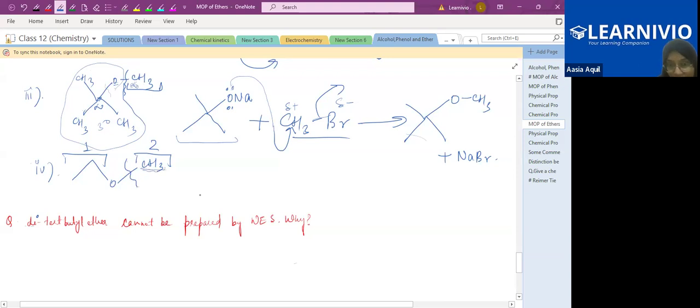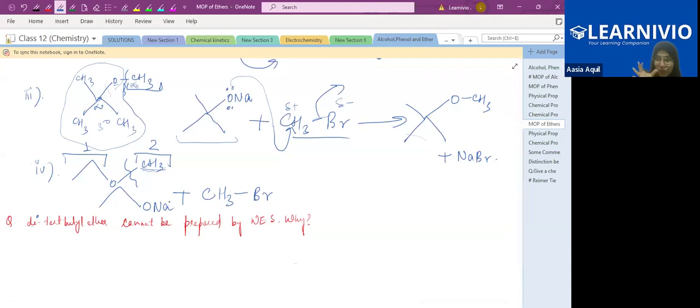So from this second group, what will you make? The second group you will use to make the alkyl halide, plus this remaining group with 2 carbons, you will make the alkoxide. So whenever this type of question comes, just choose the smaller number of carbons to make the alkyl halide.